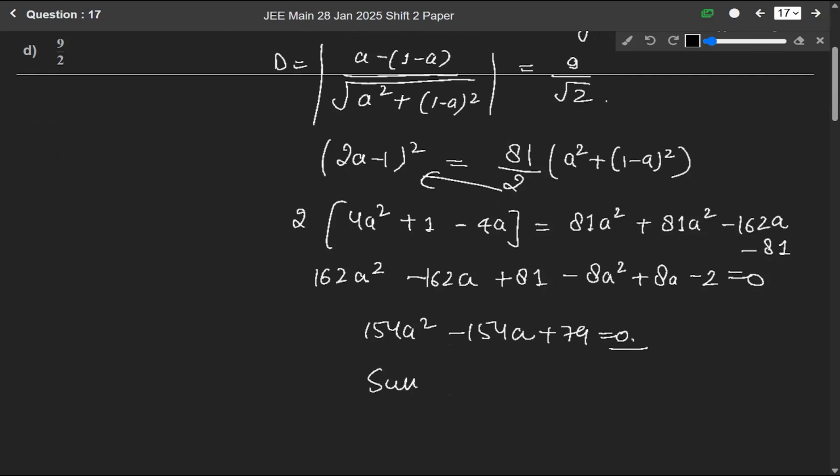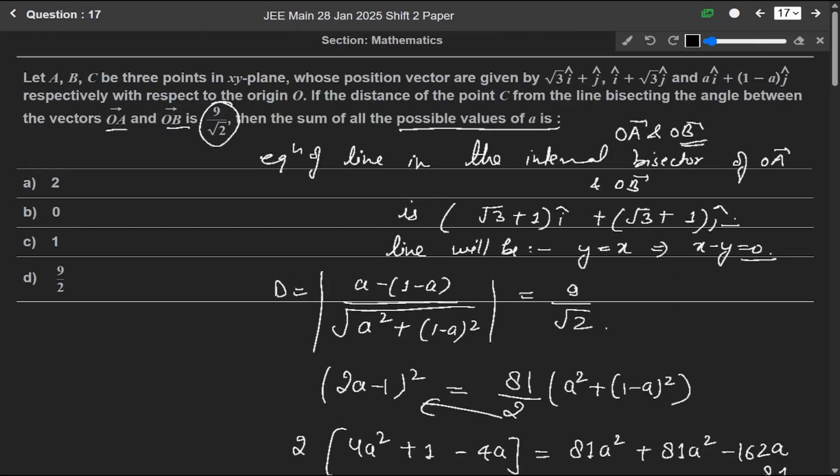And we know that the sum of the roots will be equal to minus b over a. So it will be 1. So our answer is 1 here, meaning option C is the correct answer.